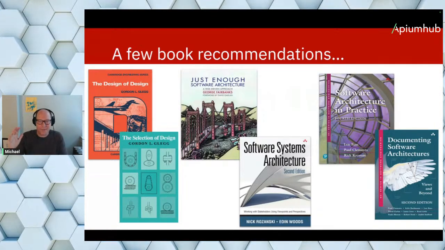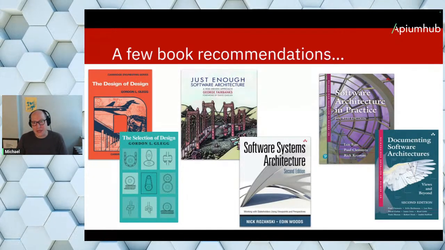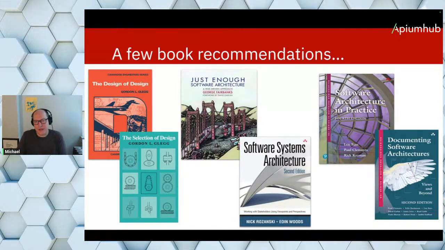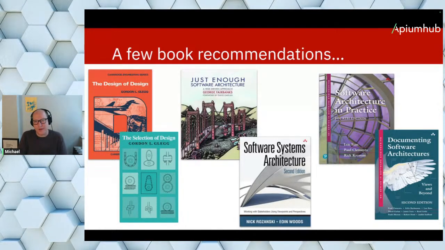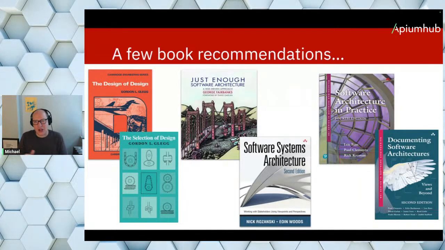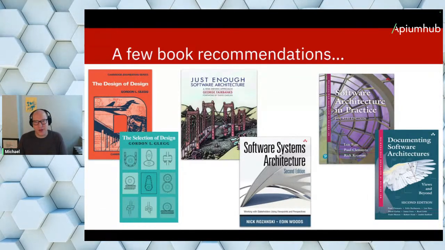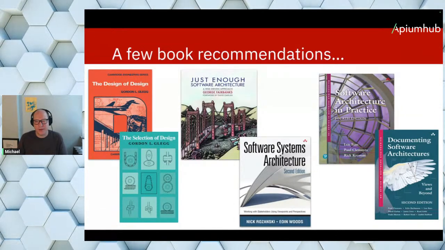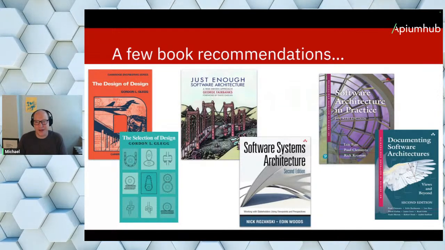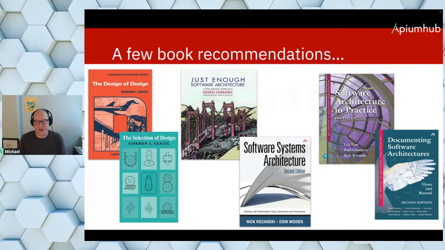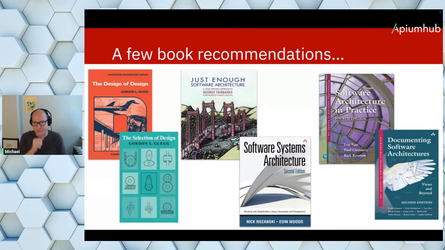So maybe from, what is this, right to left here. For me, I came from the Carnegie Mellon architecture tradition. So Software Architecture in Practice and Documenting Software Architectures are the canon, if you will, for the Software Engineering Institute thread of software architecture. So those would be two books to definitely check out.